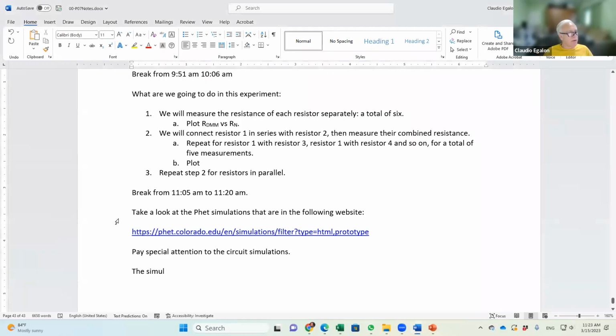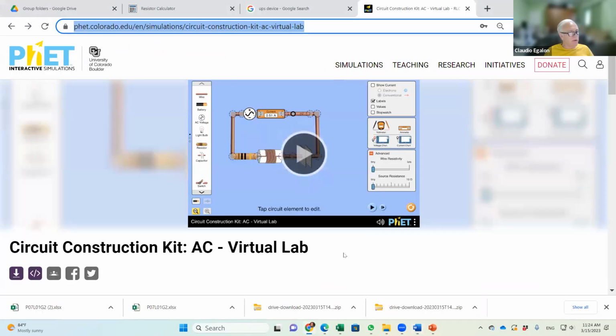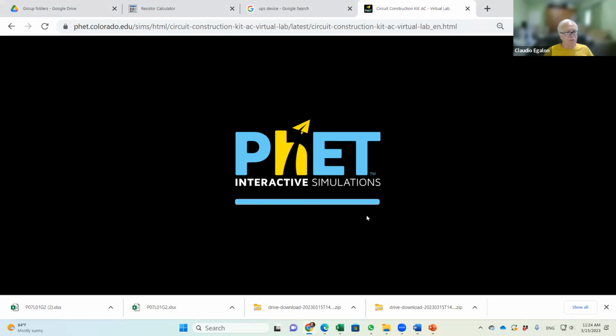Take a look at the PhET simulations that are in the following website. Pay special attention to the circuit simulations in the following address. Here you go. This one here. And now you can start building circuits with the simulator, okay? So, you know, starting from 0.